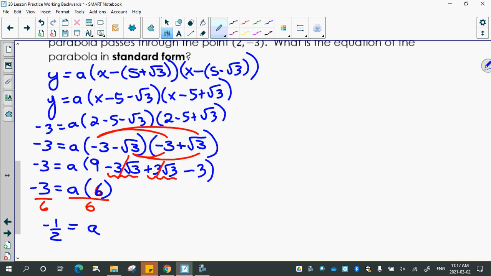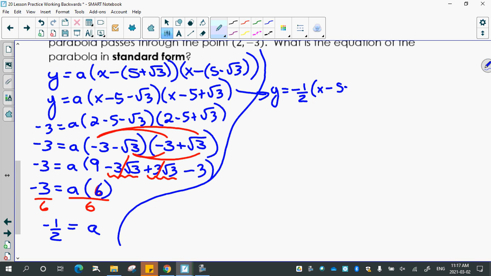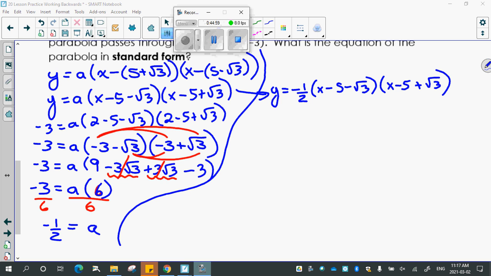So now I come up and do the next part. So I go from this line, but replace a with the a that I know I have, so y equals negative 1/2, bracket, x minus 5 minus root 3, x minus 5 plus root 3. Now I'll pause it.